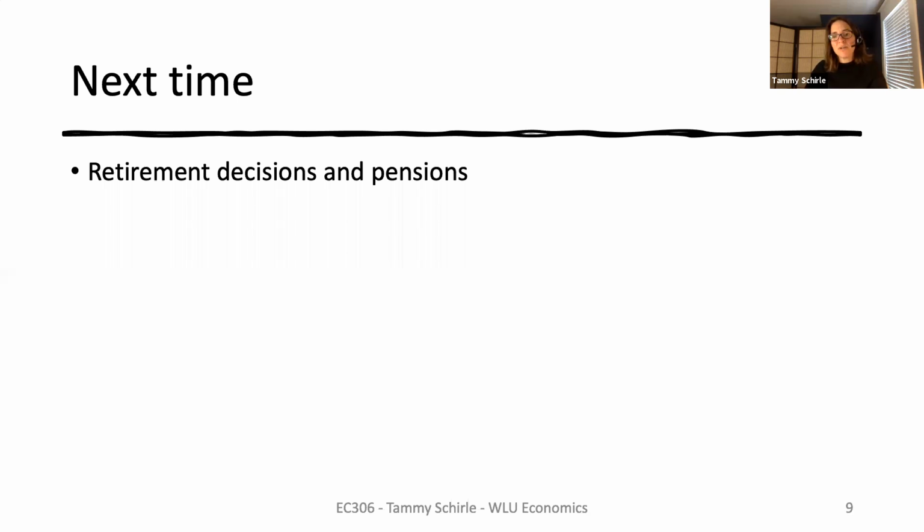In our next video, we will talk about how we make decisions about labor supply toward the end of our life cycle and how the availability and design of pensions will influence that decision.